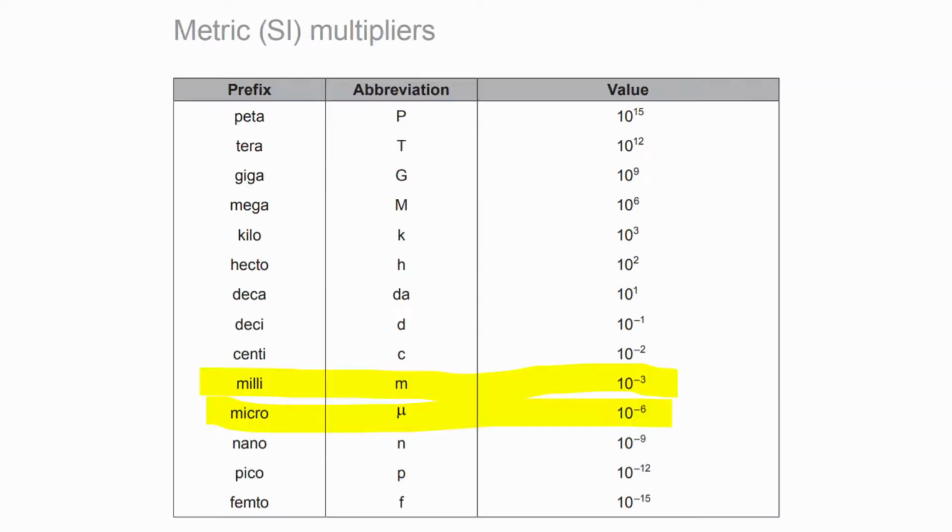Now another example, convert 5 square millimeters to square micrometers. First of all, we can look up milli and micro in the data booklet and see that milli is 10 to the minus 3 and micro is 10 to the minus 6.